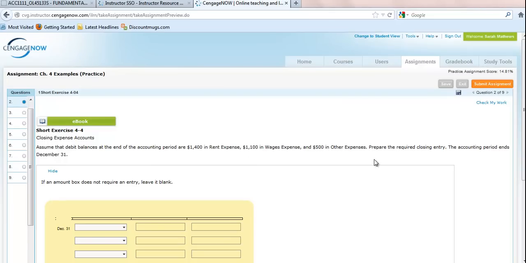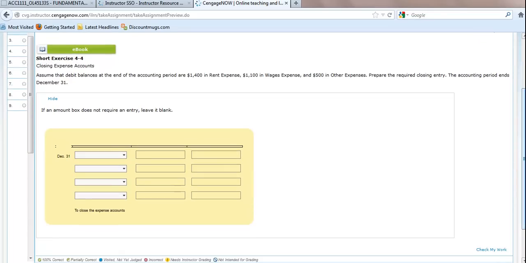So we have three separate expense accounts, and we're required to prepare the closing entries. And also the accounting period ends on December 31st. So keep in mind all closing entries are done on the last day of the accounting period, and this one happens to be December 31st, so that is already placed here.